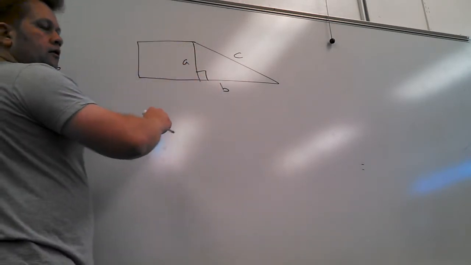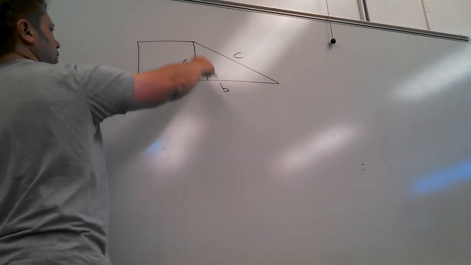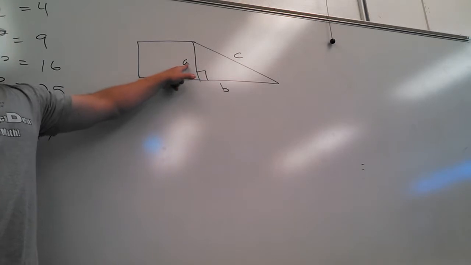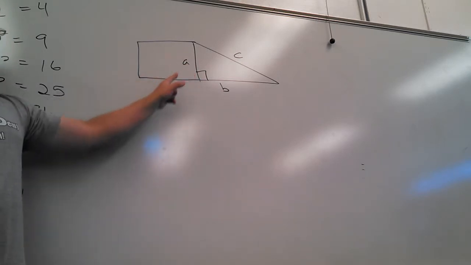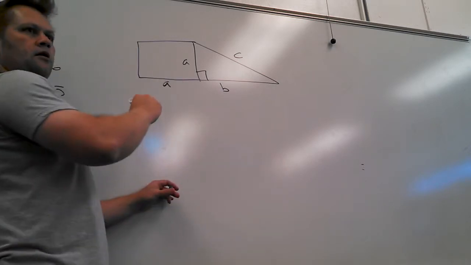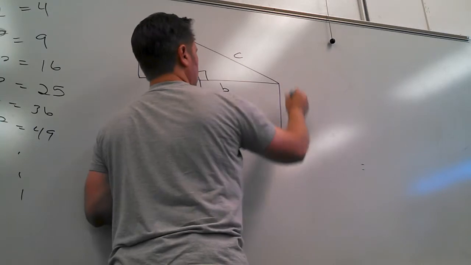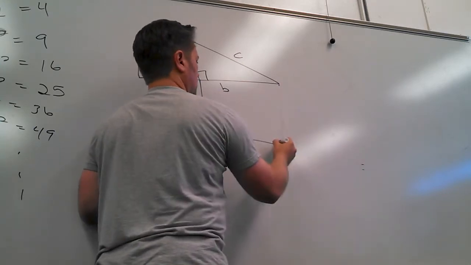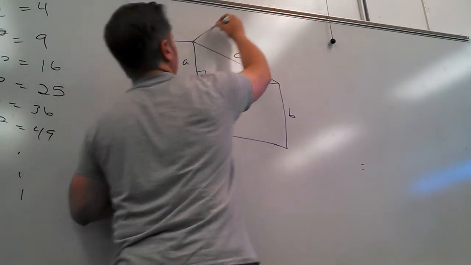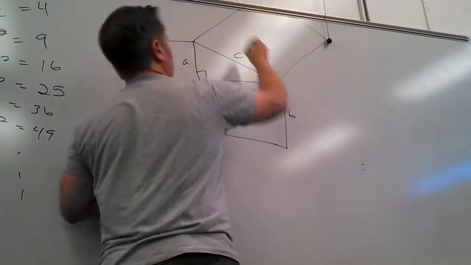Like that. How long must this side be? If it's a square, how long is this side? A. Good. So how long must this side be? A. And I want to lay a square down here. It's going to be B by B. And then if I lay a square down here, it's going to be C by C.